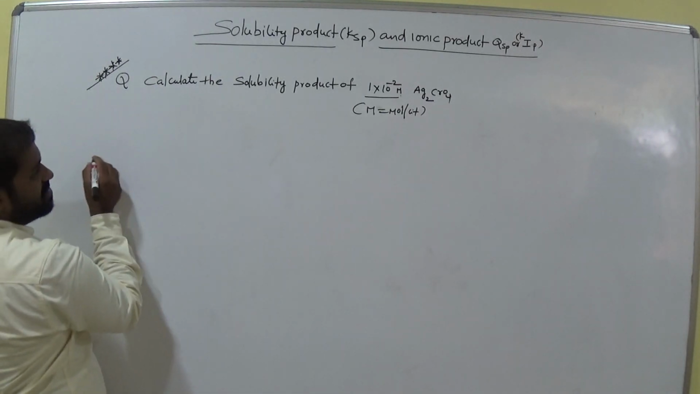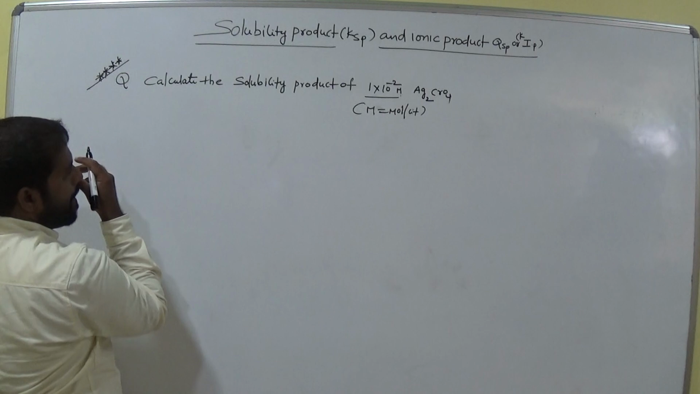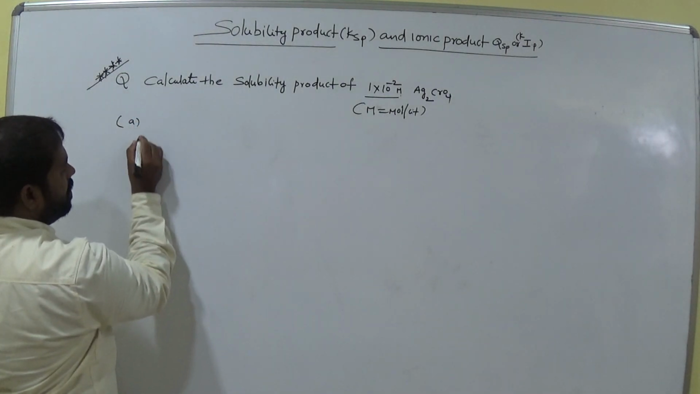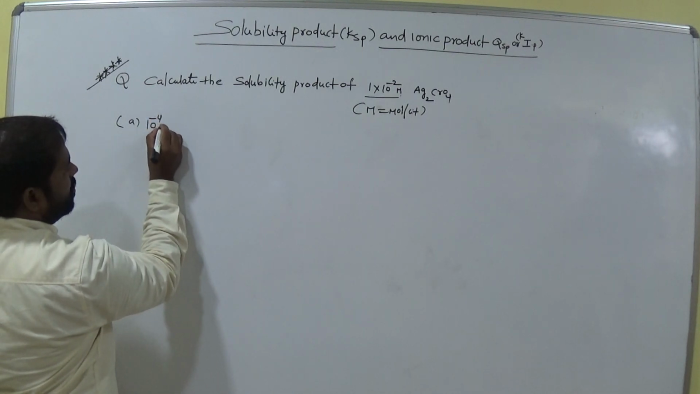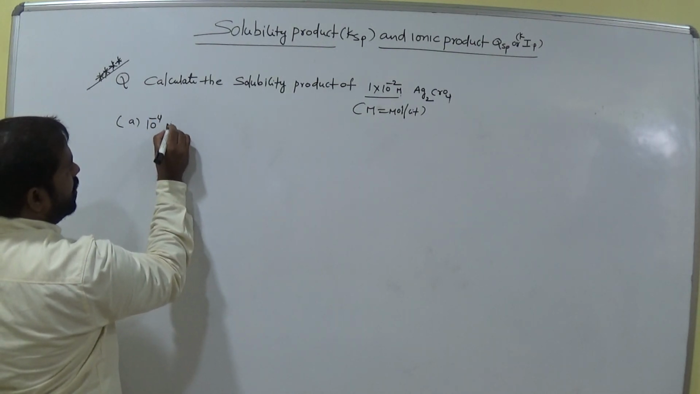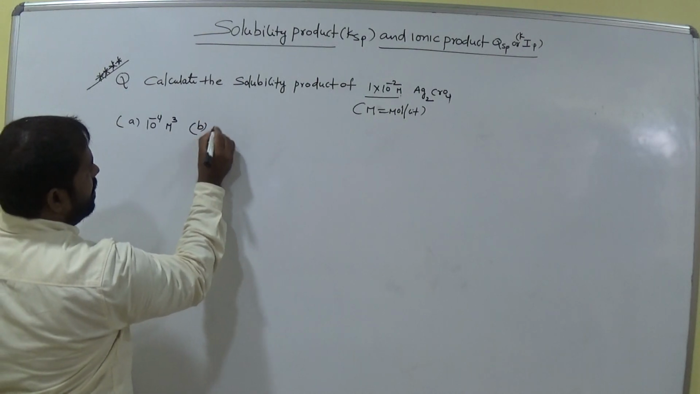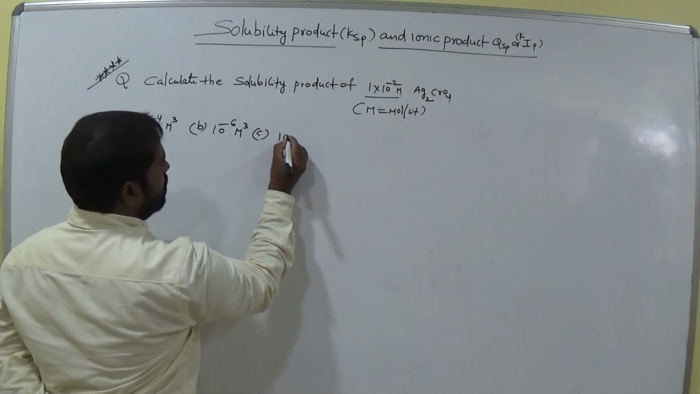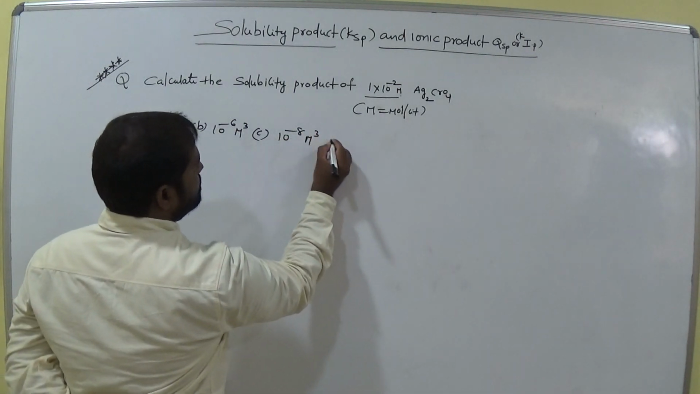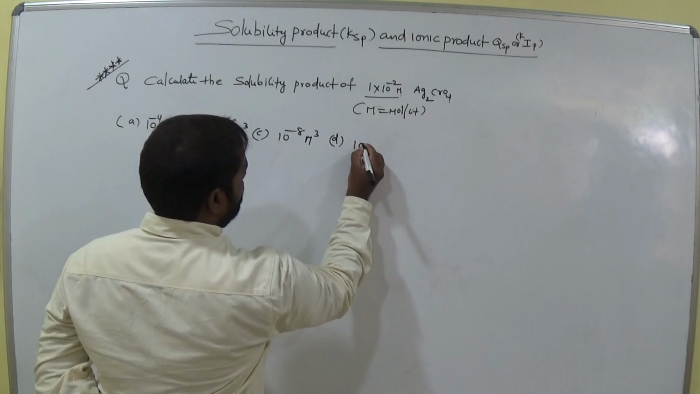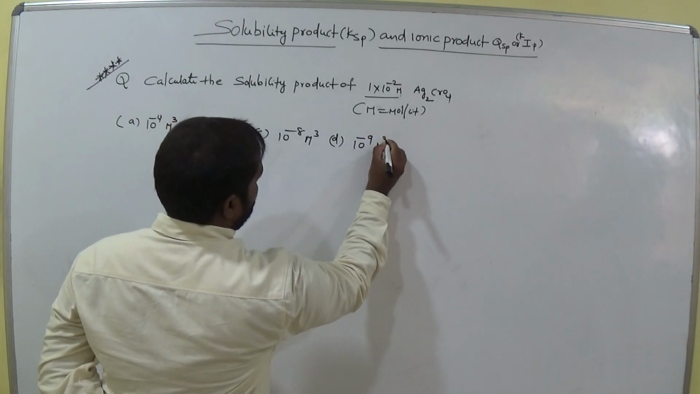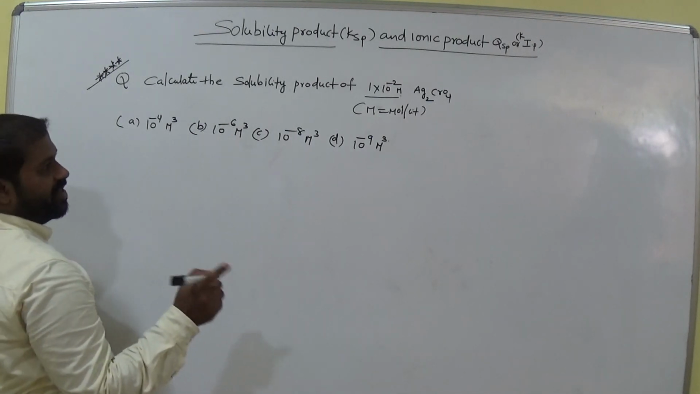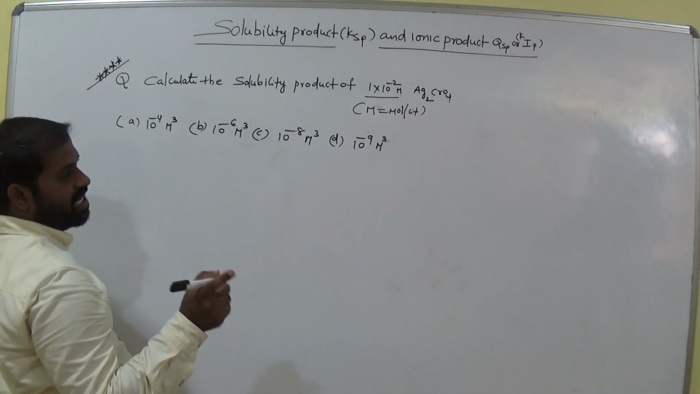Okay, so now the answer is: option A, 10 power minus 4 m cube. Option B, 10 power minus 6 m cube. Option C, 10 power minus 8 m cube. Option D, 10 power minus 9 m cube. Let's see that. Calculate the solubility product Ksp of 1 into 10 power minus 2 molar Ag2CrO4.